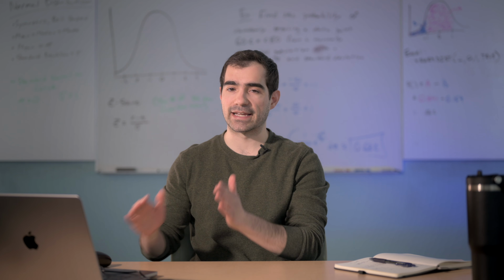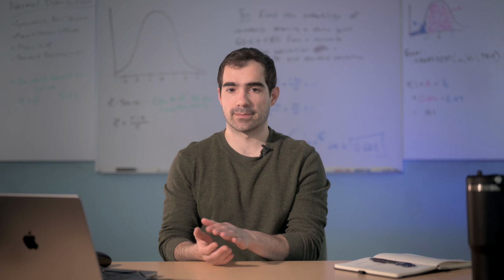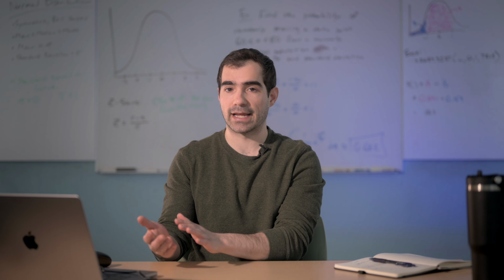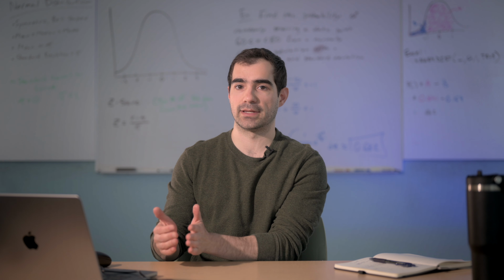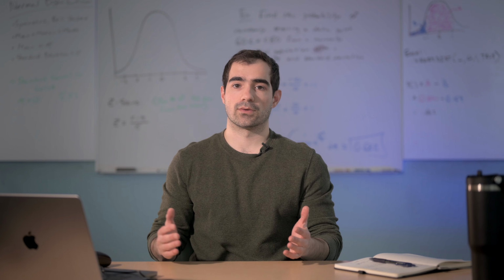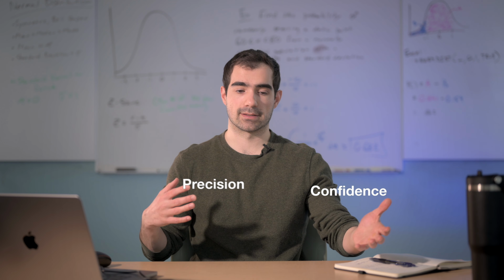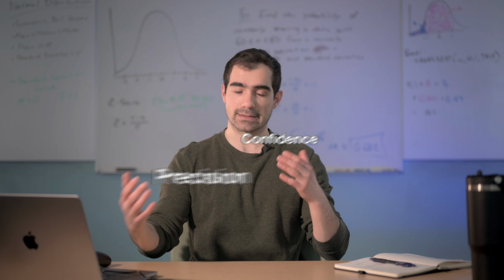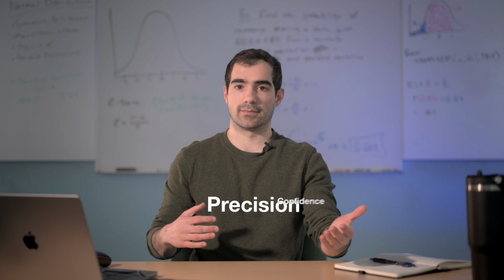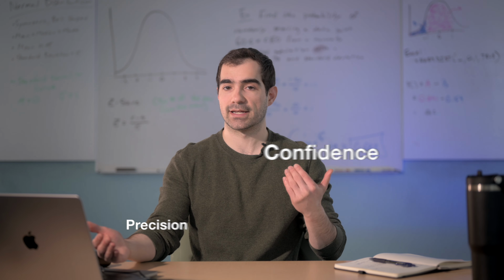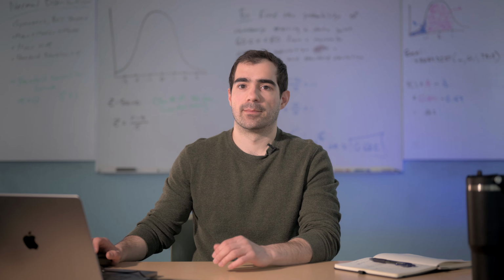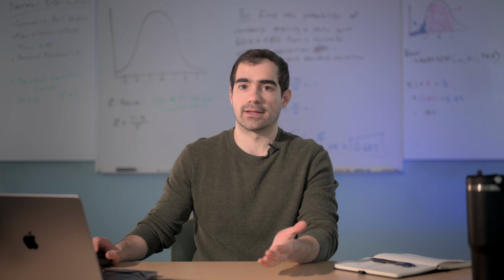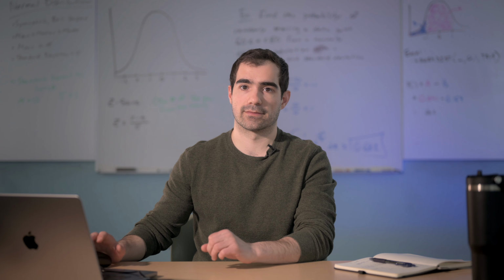On the other hand, if I try to be extremely precise, maybe something like between 5.75 hours and 5.85 hours, that's a very small window. Because it's so narrow, I can't be nearly as confident that the actual mean falls within that range. So we have to balance precision and confidence. The more precise I want my claim to be, the less confident we can be in it. And the more confident we want to be, the less precise of a claim we can make. There's no one right way to approach this, but it's a decision that we have to make deliberately and thoughtfully when reporting these kinds of results.